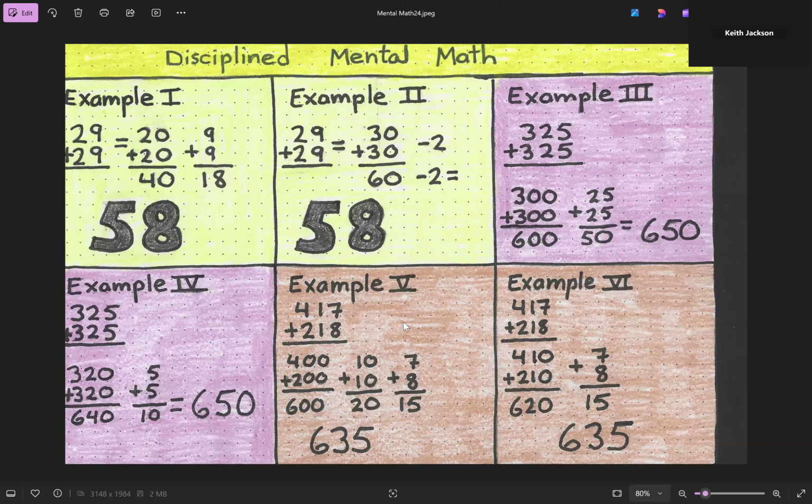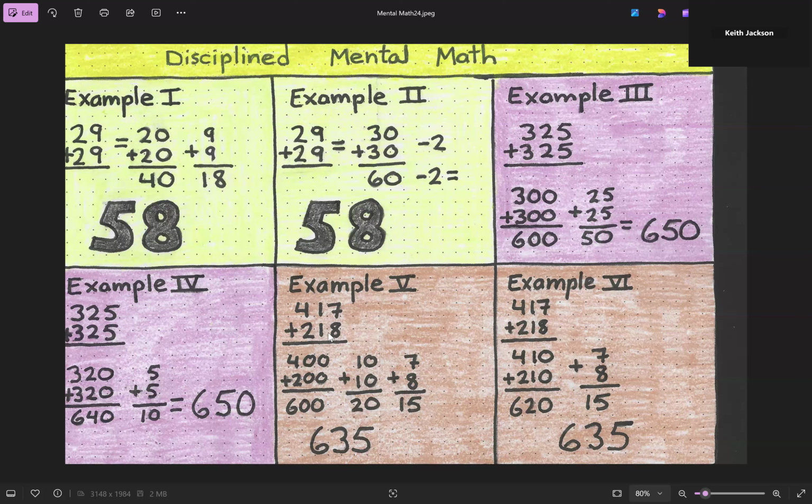Let's take a look at one that's a little bit more awkward to do in your head, but we can still solve it in your head if we follow those same basic disciplined mental math principles. So let's go ahead and do that. We have 417 plus 218. Well, okay, let's forget about the 17 and the 18 for now. Let's look at it as 400 plus 200, which will give us 600.